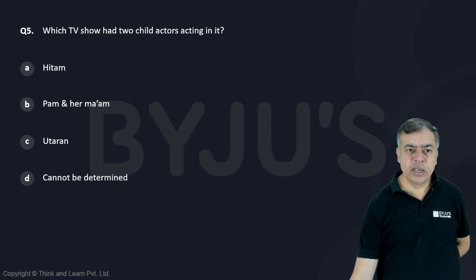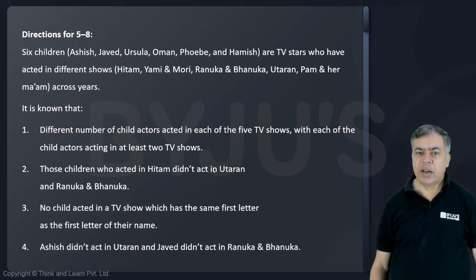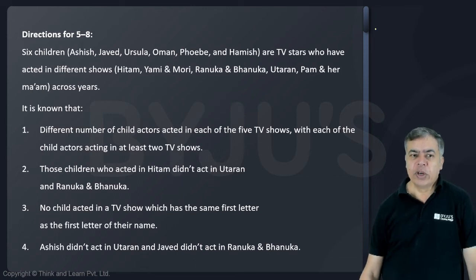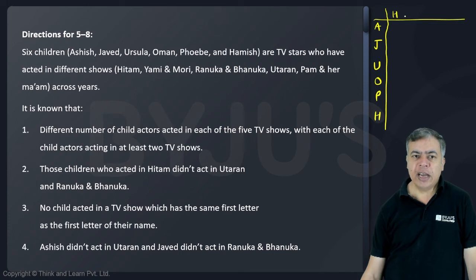Okay, this is the question here. Which TV show had 2 child actors acting in it? So let me draw the table myself. We have the children A, J, U, O, P and H. These are the 6 children. Now the shows are H, Y, R, U and P. These are the shows.